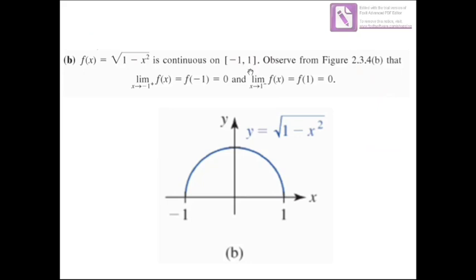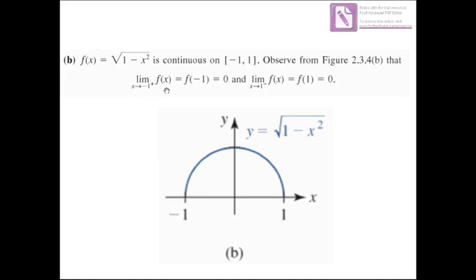But observe that here we have -1 and 1 as a closed interval, because we can find f(1), which is equal to 0, and f(-1) will also be equal to 0. But also, since it is a closed interval, we need to check if the limit of f when x approaches -1 from the right is equal to f(-1), and if the limit of f when x approaches 1 from the left is equal to f(1).